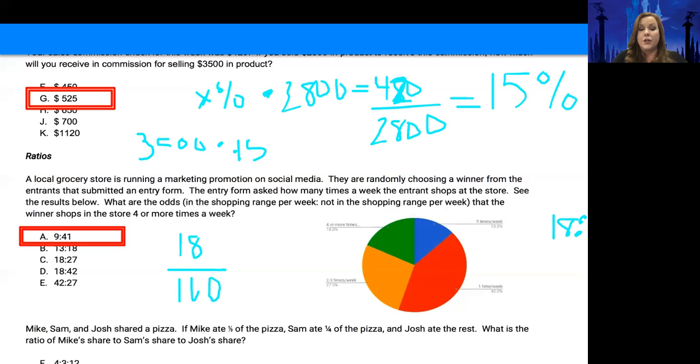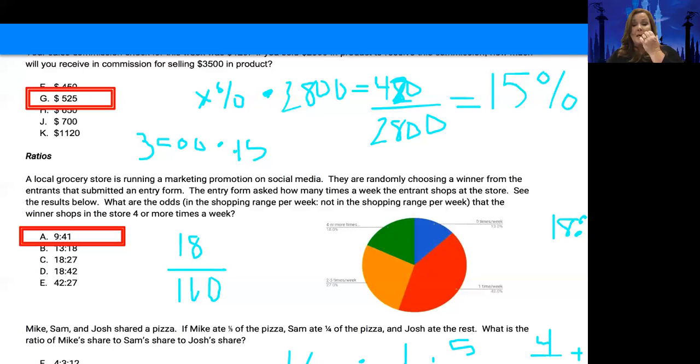Here we've got Mike, Sam, and Josh shared a pizza. What is the ratio of Mike's to Sam's to Josh's share? So Mike is 1/3. Sam is 1/4. And then Josh ate the rest. So this is where you've got to do 12 over 12 and subtract 1 minus 1/3 minus 1/4. What you're going to end up getting, let me do this real quick. I'm going to get 4/12 plus 3/12. That's going to give me 7/12. And so that tells me that the last one is 5/12.